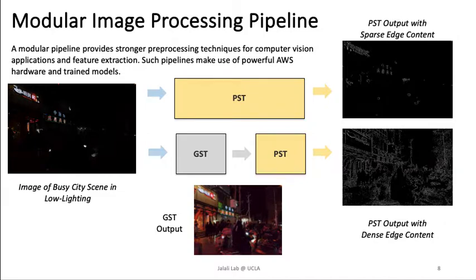And so this leads us to the idea of using them as modular pieces in a larger pipeline. So this would kind of correspond physically to propagating through two subsequent mediums with different optical properties. And we'd see that there is, in fact, a very large distinction between the top and bottom pipeline, the first being just running PST on an image in low light conditions, whereas the bottom corresponds to running first with some type of image enhancement in the form of GST, and then running feature extraction on this. We get much denser edge content.